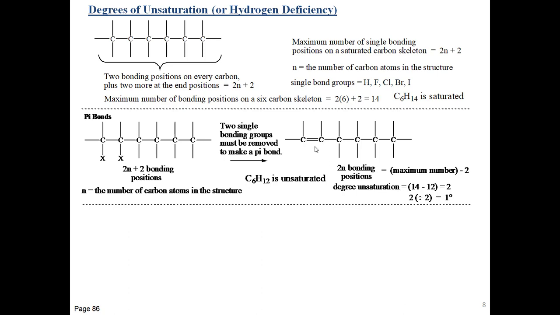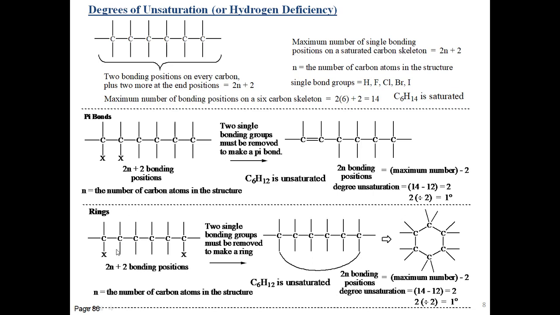In this case, it's a pi bond. But there's another way I can do this. I could go further down the line, take away a hydrogen from those positions and connect them, and that would give me a ring. So I could do it at 3, I could do it at 4, 5, 6. In this case, I did it at 6 carbons. Every carbon has 2 positions that it could bond.